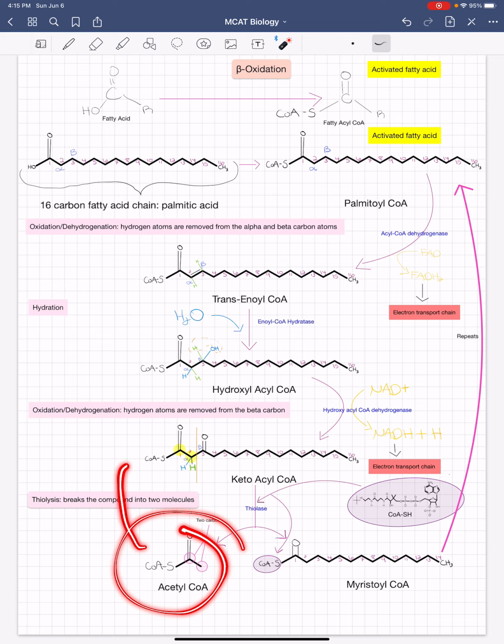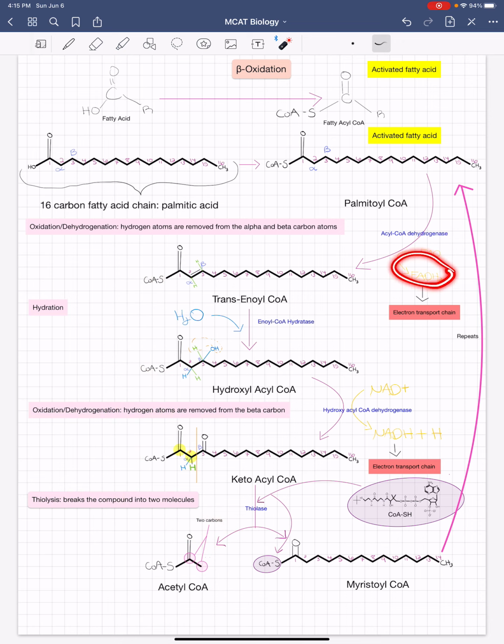Acetyl-CoA then enters the Krebs cycle to produce ATP. FADH2 as well as NADH both enter the electron transport chain, where they eventually produce ATP. In my other video, I will review the total amount of ATP molecules that are produced from this palmitoyl-CoA molecule that underwent beta-oxidation.